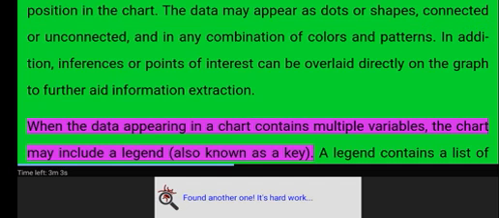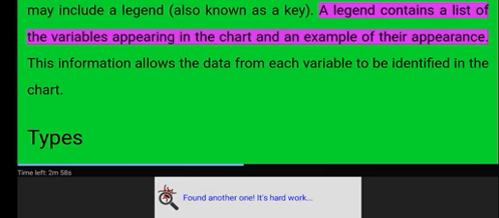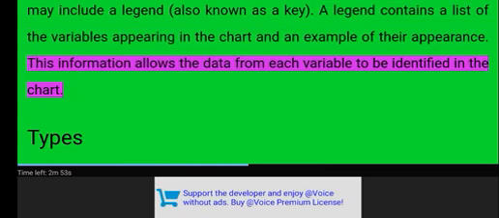When the data appearing in a chart contains multiple variables, the chart may include a legend, also known as a key. A legend contains a list of the variables appearing in the chart and an example of their appearance. This information allows the data from each variable to be identified in the chart.